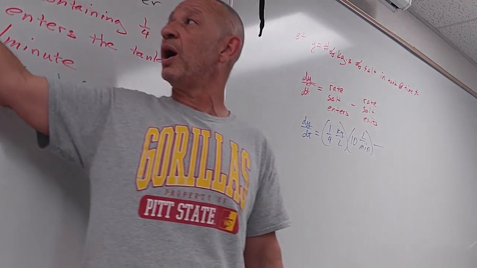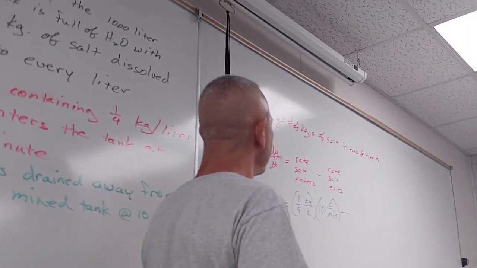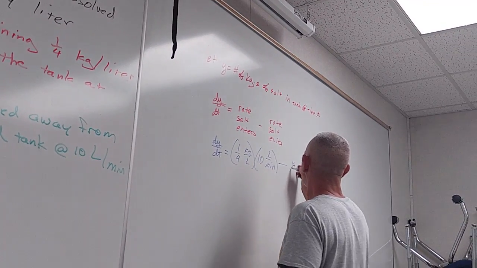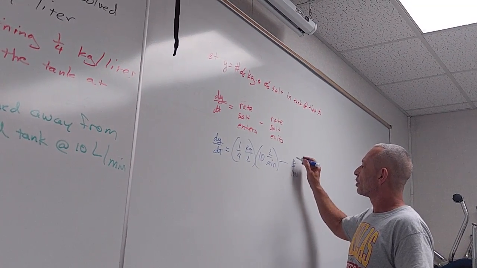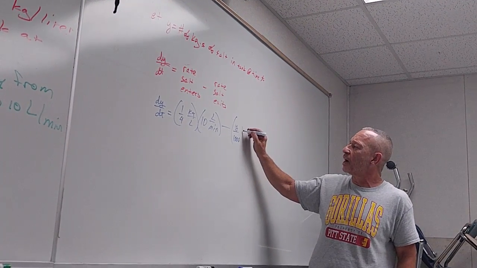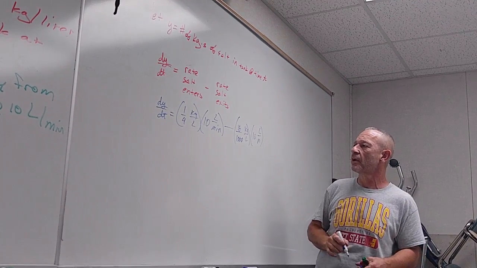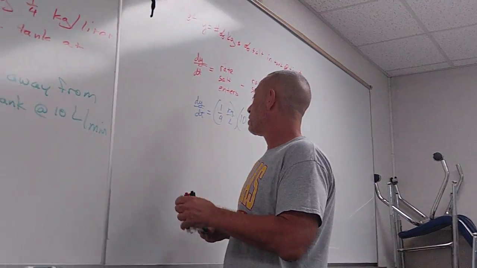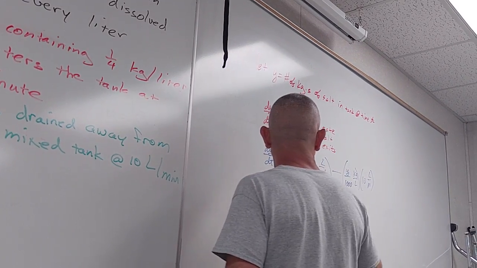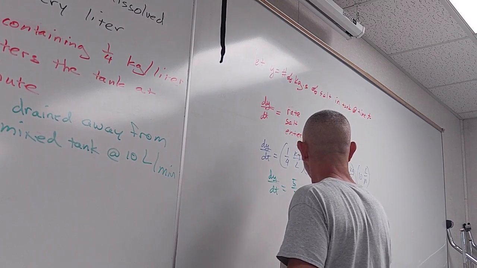How much is being drained away? Well, it's well mixed. I don't know what the concentration is, but I know that there's y kilograms and there's 1,000 liters because the amount that goes in is equal to the amount that goes out. So it's y over 1,000 kilograms per liter, also 10 liters per minute. So here's our differential equation: dy/dt is equal to 5 halves minus y over 100.